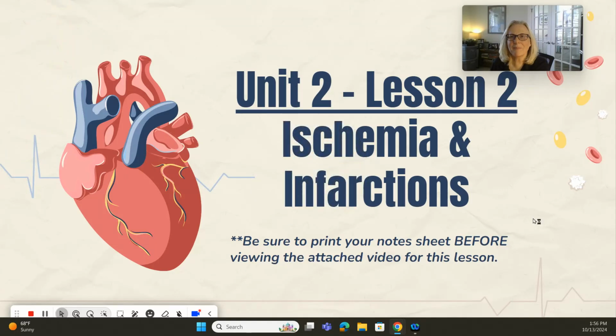Okay, hey, buckle up, guys. This is the cool unit. Okay, not that the other stuff wasn't cool too, but this is the cool unit. So this is our unit two, our module two or lesson two, however you want to put it. Module is a lesson, and we are going to talk all about ischemia and infarction.